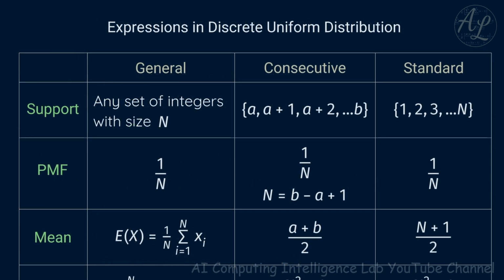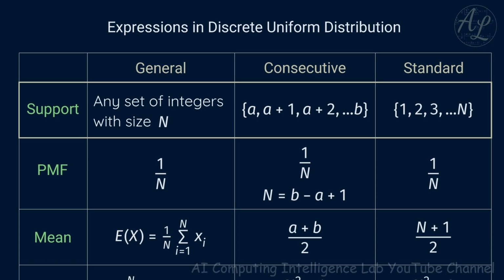Let's then discuss the different expressions for those cases. Here, I have provided the descriptions of the supports for the different cases of the discrete uniform distribution, which will serve as our guide for our discussion. For the general case, the values are any integers with size n, where n must be finite. For the consecutive case, the values must be consecutive. In the general case, the values may not be consecutive, but in the consecutive case, the values must be consecutive.